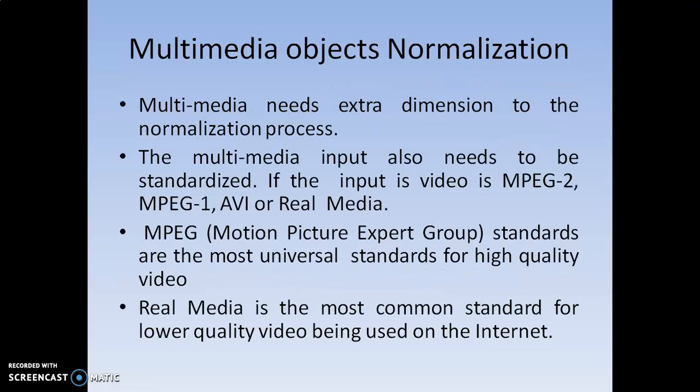But what about the next one, multimedia objects normalization? How do multimedia objects get transformed? Text, numeric, and alphanumeric are okay, they will be converted into Unicode. But what is the meaning of multimedia objects normalization, and how can they be converted? Actually, multimedia objects need more data, so they need an extra dimension in the normalization process. If the input video is MPG2, the standard formats are MPG1, AVI, or Real Media. For MPEG standards, MPEG is the most universal standard form.